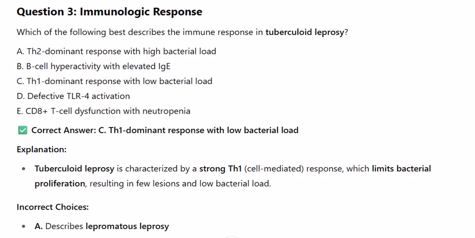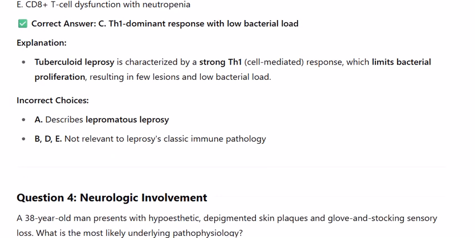Explanation: Tuberculoid leprosy is characterized by a strong Th1 cell-mediated response, which limits bacterial proliferation, resulting in few lesions and low bacterial load. Incorrect choices: A describes lepromatous leprosy. B, D, E are not relevant to leprosy's classic immune pathology.